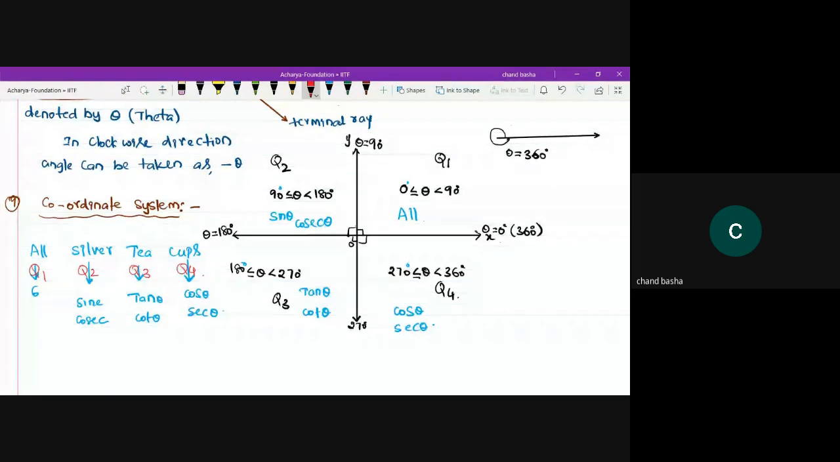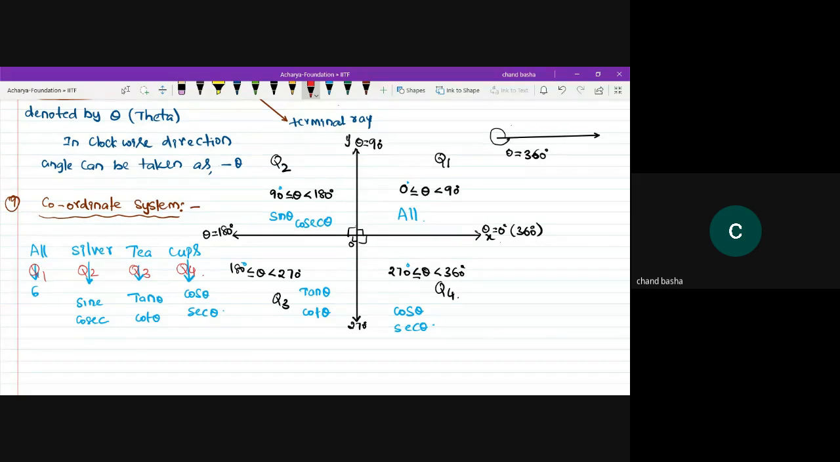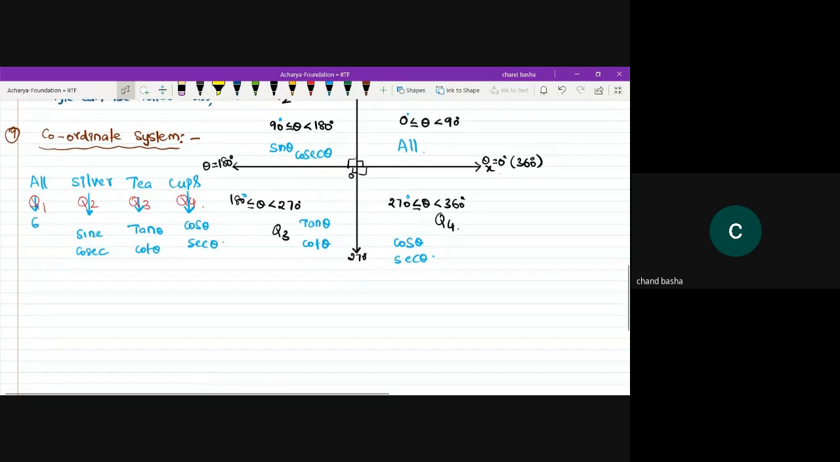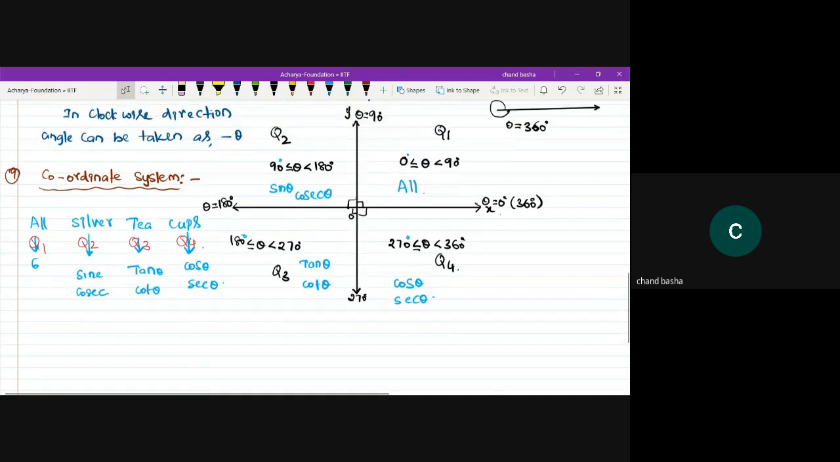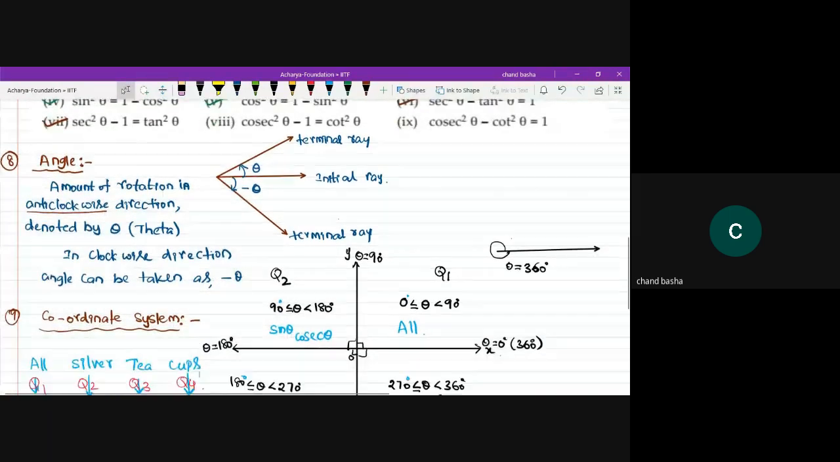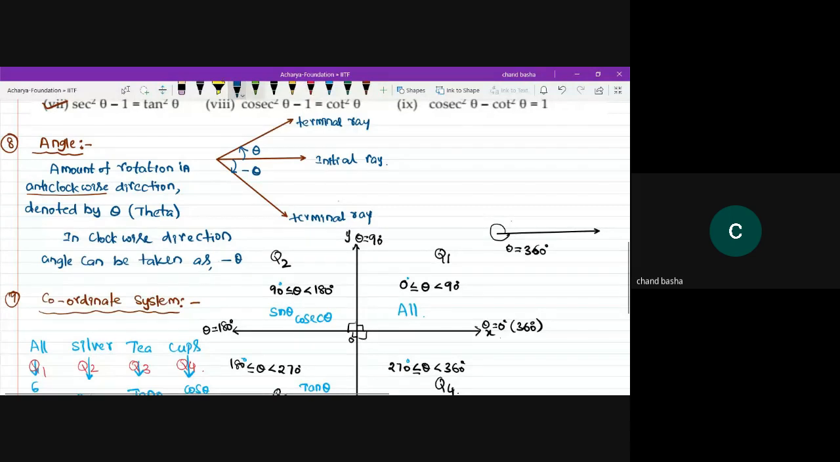Measurement of an angle. Angle definition is given. The coordinate system is also given to you, and which quadrant your trigonometric ratios are allowed. On the x-axis theta value is 0 and 180, and on the y-axis theta value is 90 and 270. One more point that I'm going to add in the coordinate system takes an important role.